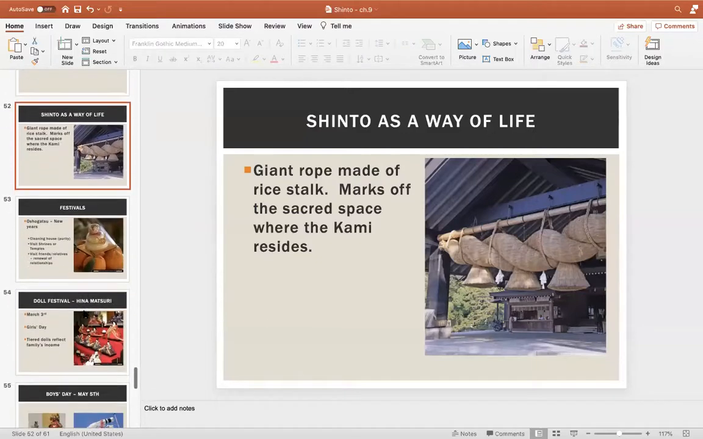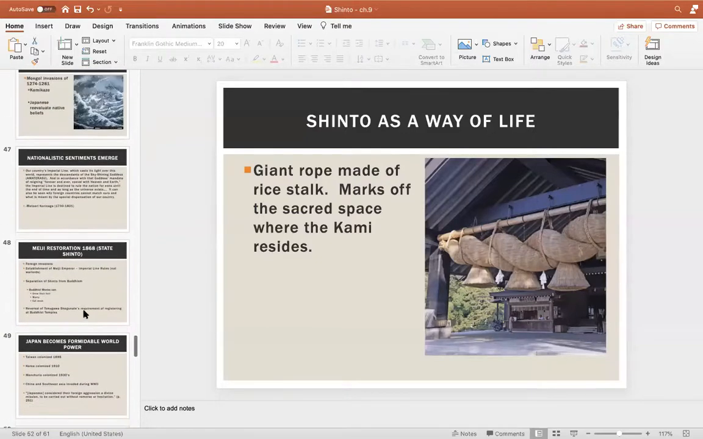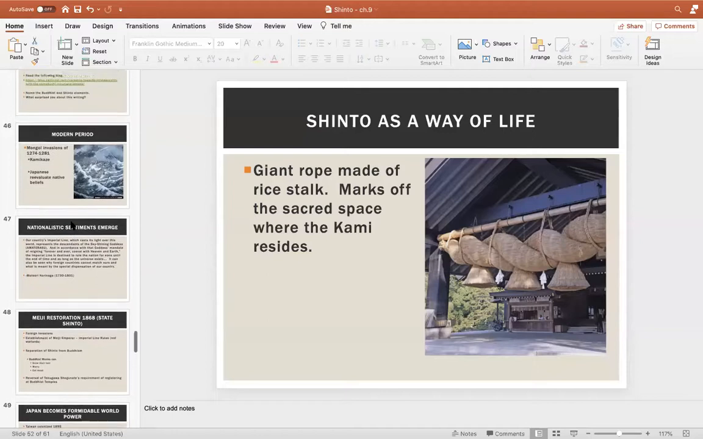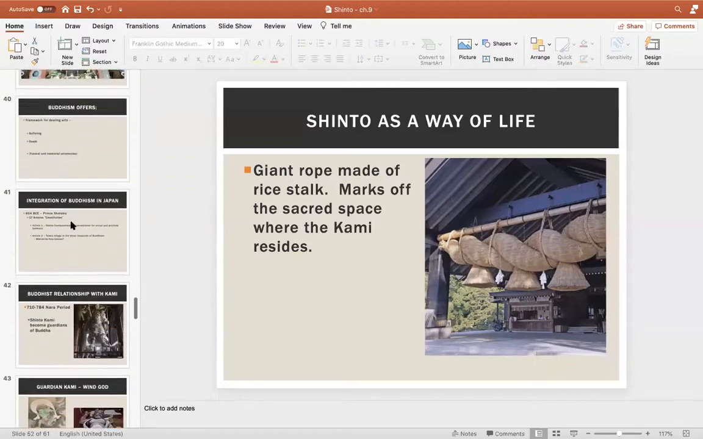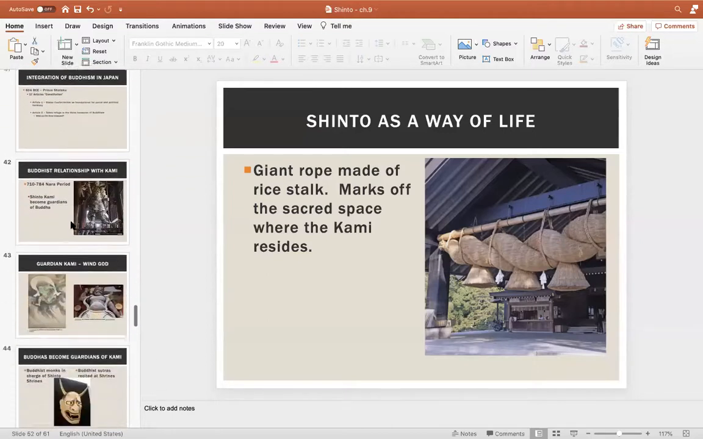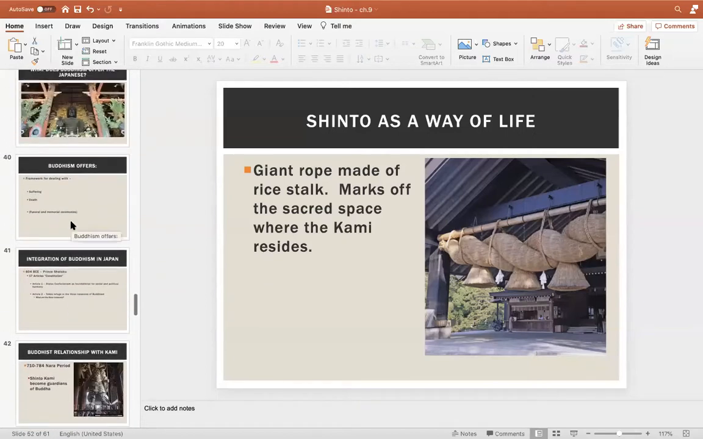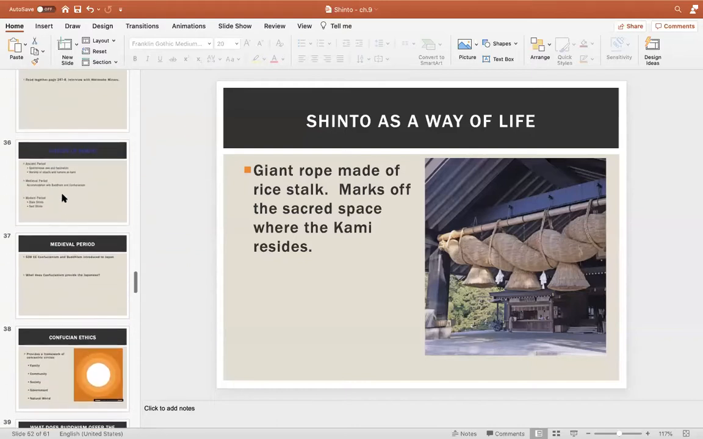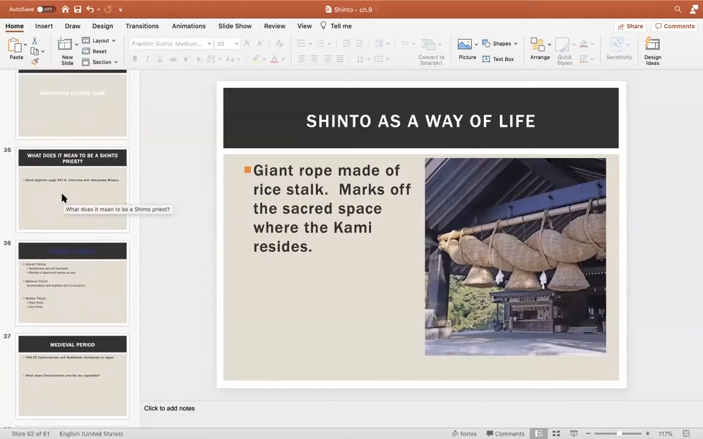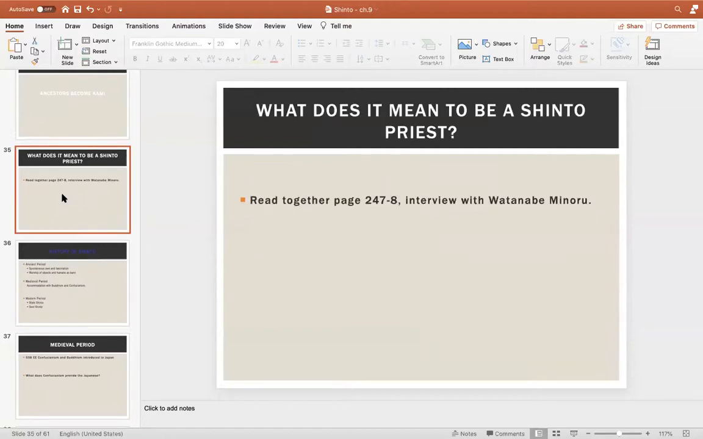All right. So now I'm doing a screen share of my slideshow. Let me find where I wanted to start. All right. So what I'd like us to do now is look at our book. A second.